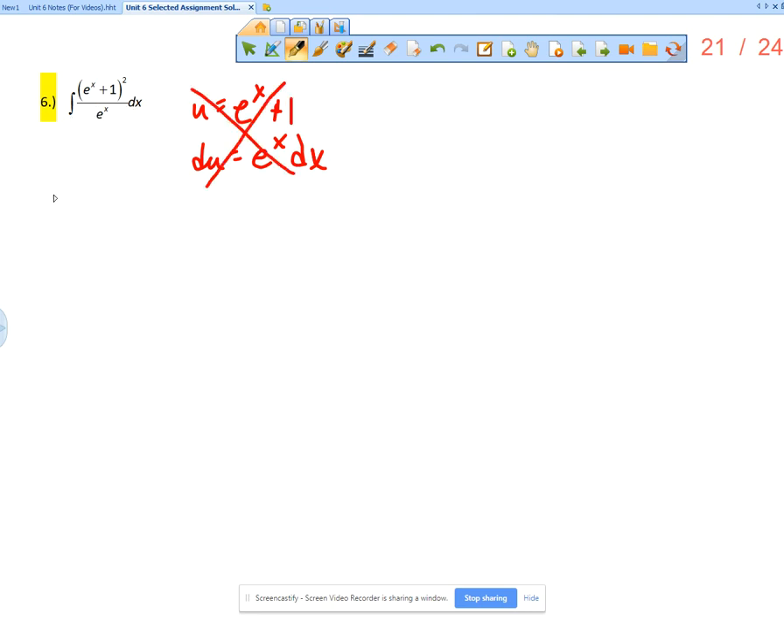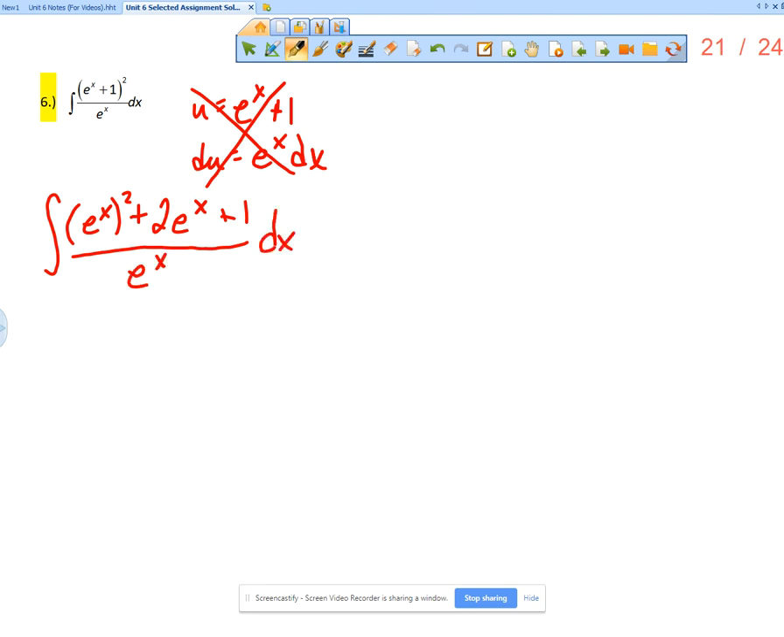Well, you actually have to multiply the numerator out. So if I multiply the numerator out, I get (e^x + 1) times (e^x + 1). So that would be (e^x)^2 plus e^x plus another e^x. So that's 2e^x plus 1. All of that divided by e^x dx.